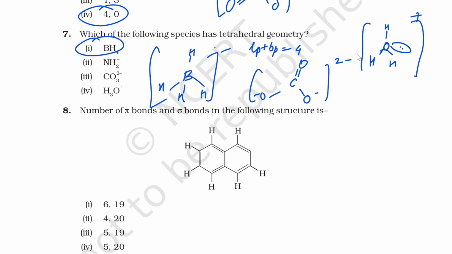Think about this right here, right? There's a difference between shape and geometry. In one you count the lone pairs, in the other you don't. So think about this.